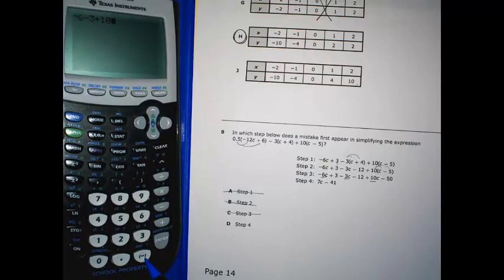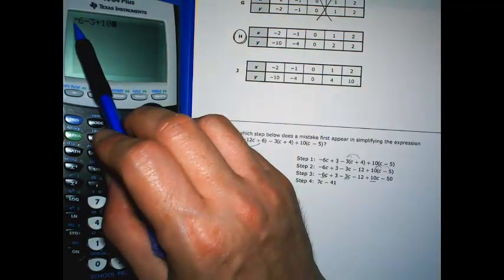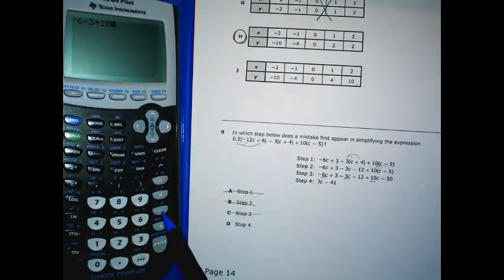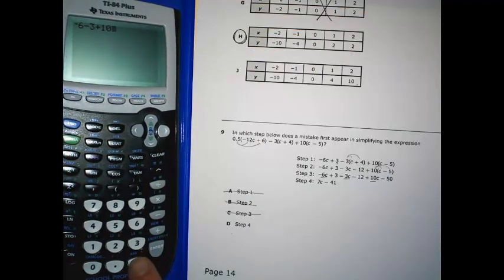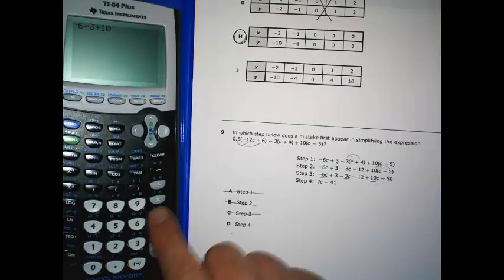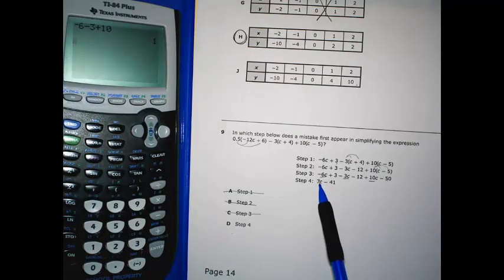If you have a negative not in the beginning of the expression, you can go ahead and use this one. But always at the beginning of the expression, you must use this symbol right here. So basically, what I did, I pressed -6 minus 3 plus 10, and if I press enter, it gives me a 1, which would be 1c.